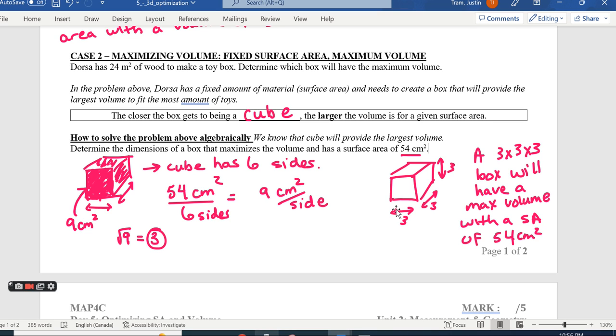Okay, so if you have 54 centimeters squared of wrapping paper, or in this case, it's just an area of 54. It's not the previous question. So we have 54 centimeters squared. To find the maximum volume, you need to form a 3 by 3 by 3 box.